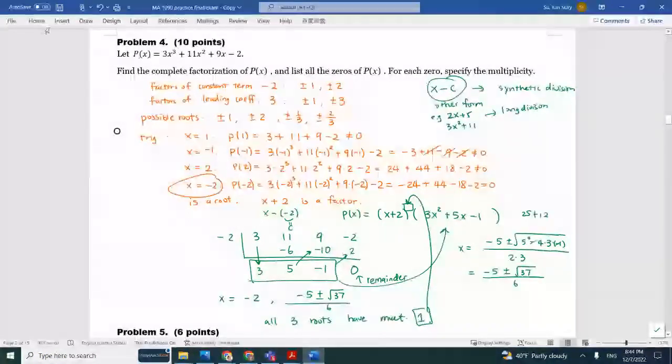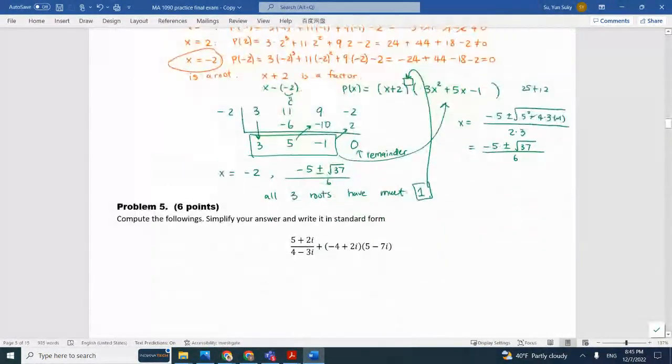If you can understand problem 4, could you type 4 in the chat? Thank you, Lauren. Okay.